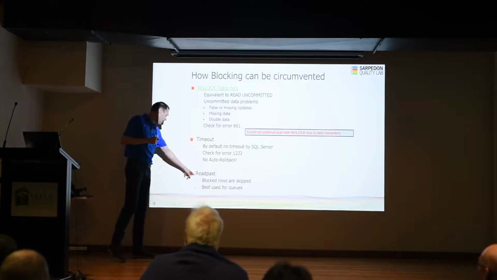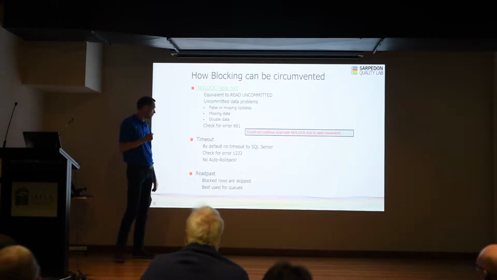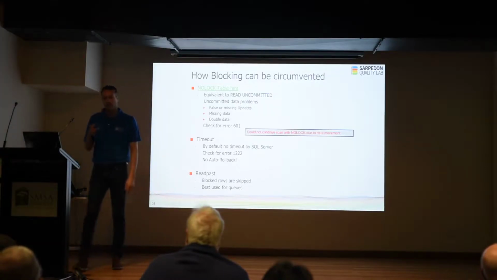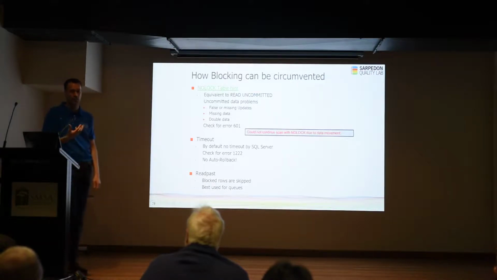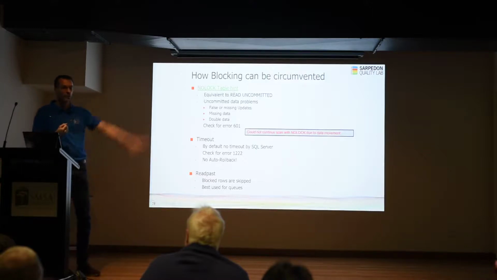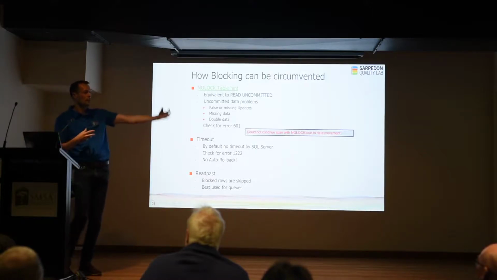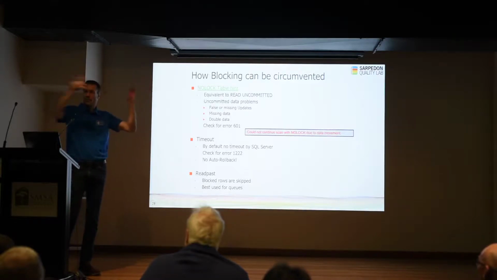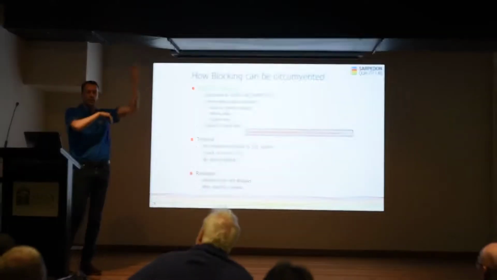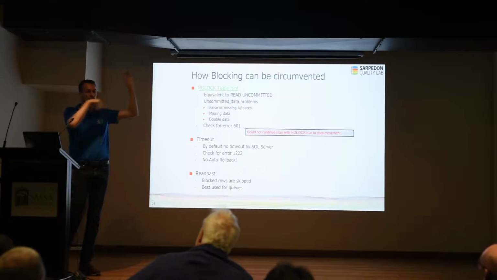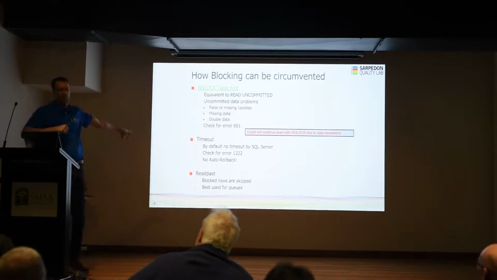Another really nice one is the READPAST hint, but it's only useful in a few situations, like in queuing tables. That would be a perfect example. If you have a big table of rows of work, where transactions pick out a row, do something with it, then delete it from this table and keep doing it, it doesn't matter in which order. You just have to process all the rows. There are many rows in the table, many transactions, but the order does not matter. You can use this one perfectly.